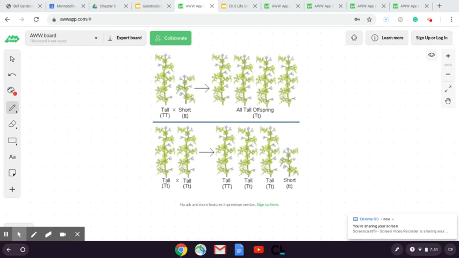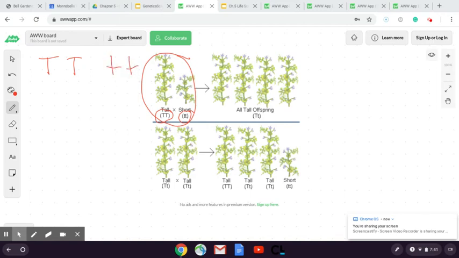Okay, I'll be reviewing the pea plants and the crosses between them. So you have here in the purebred generation, the purebred tall with two capital T's. Those are both dominant for tall. And then you have here two lowercase t's, which is recessive for short.